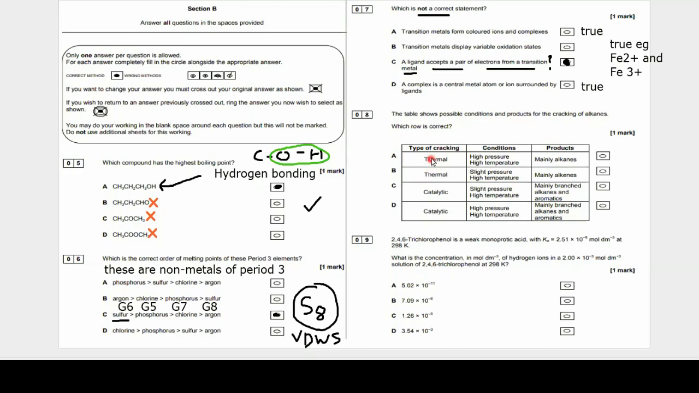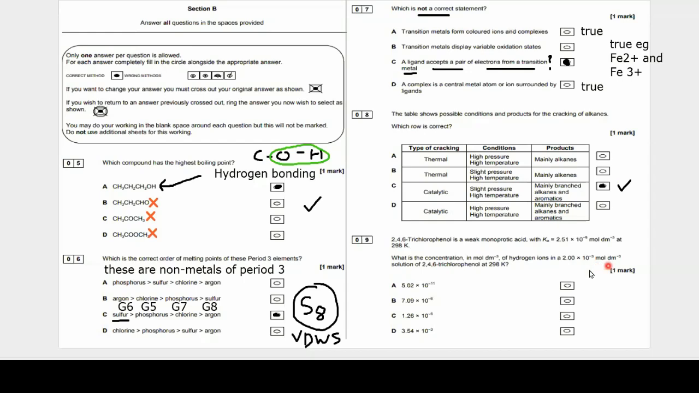The table shows the possible conditions and products for the cracking of alkanes, which is correct. So you just got to look at all of these. The one that's actually correct, the type of cracking is catalytic cracking. It has a slight pressure and high temperature, and you get a lot of branched chain alkanes and aromatics. You just have to know that.